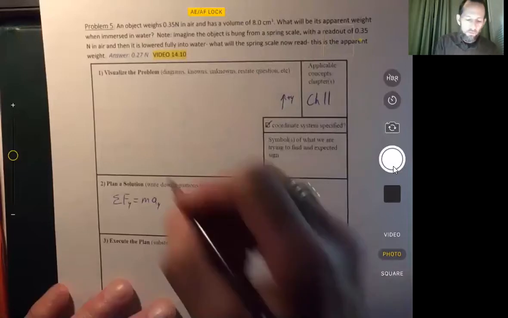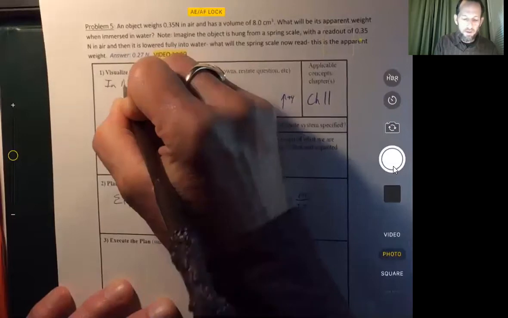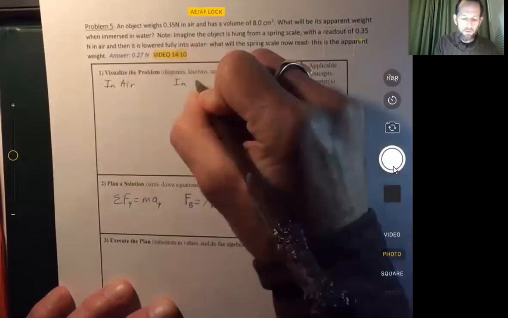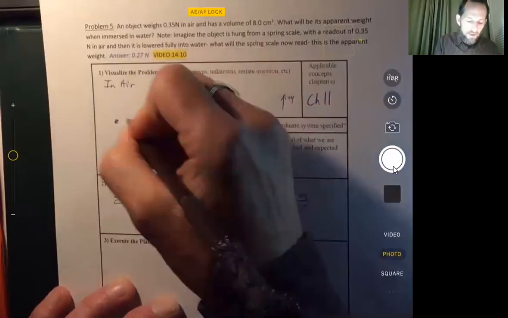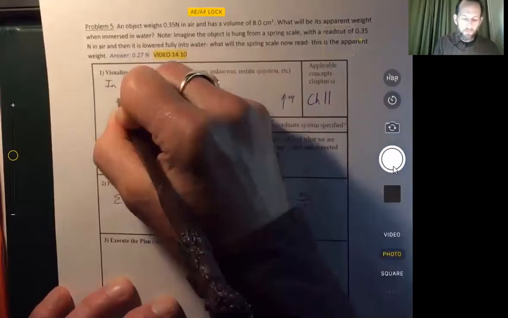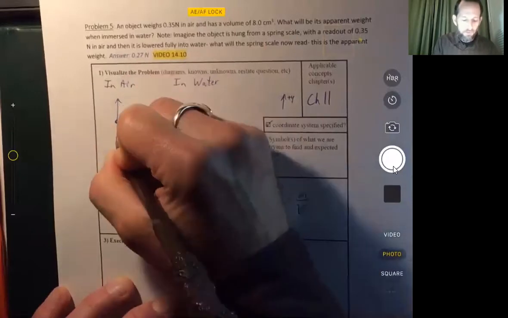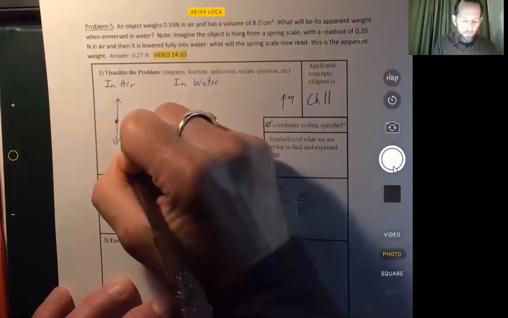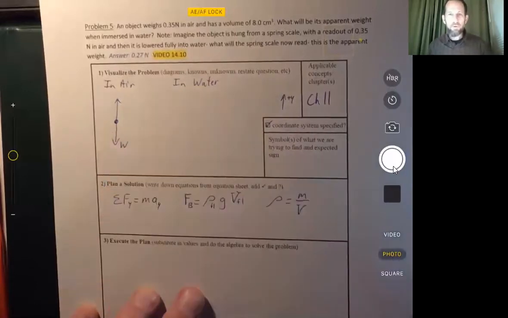And so we're going to draw two free body diagrams for this problem. One in air and one in water. When it's in air, well, there's a force upward, and then there's the weight, the weight of whatever the object is. And what's that force upward?